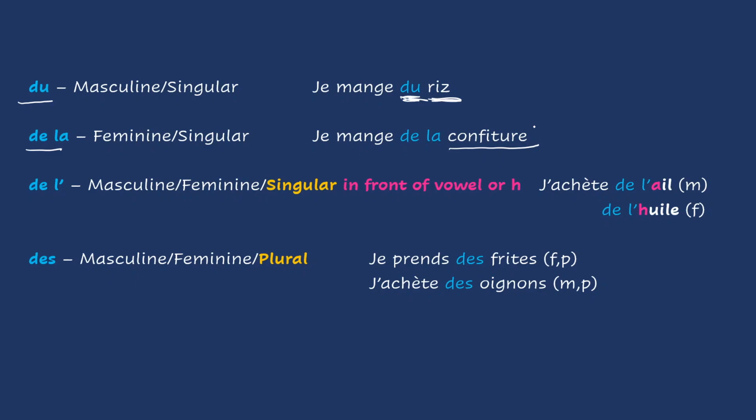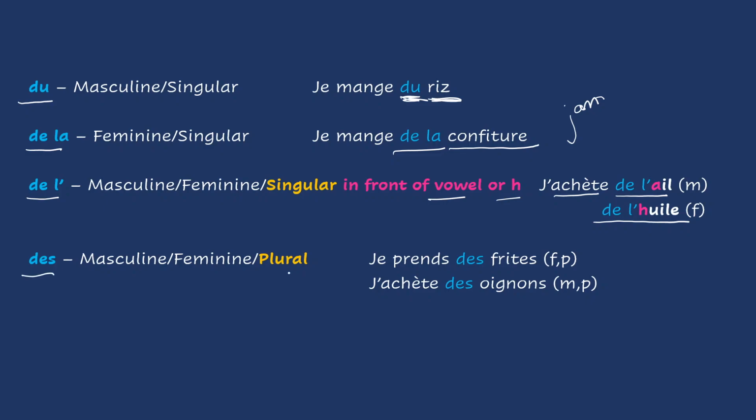De la, with a noun that is feminine singular. Here, la confiture, it is jam in English. So, je mange de la confiture. I eat some jam. De l' in front of a vowel or a mute H. J'achète de l'ail. I buy some garlic. J'achète de l'huile. I buy some oil, olive oil, huile d'olive, etc.